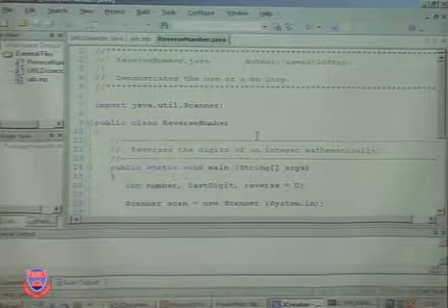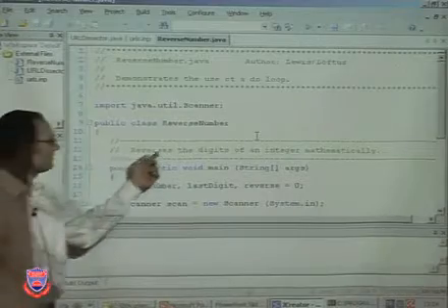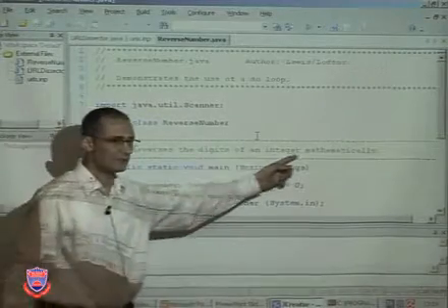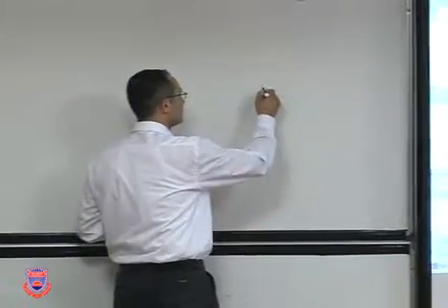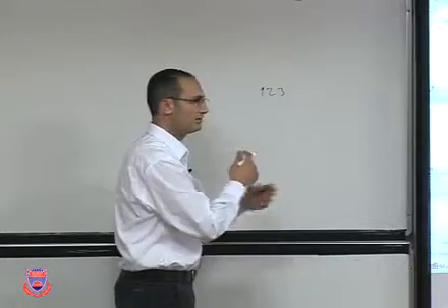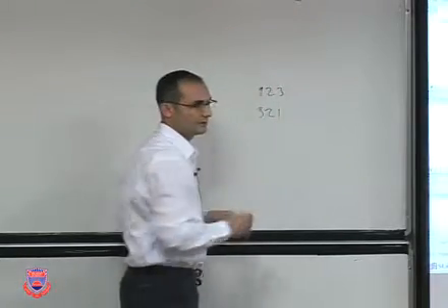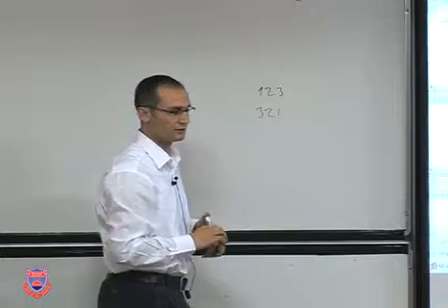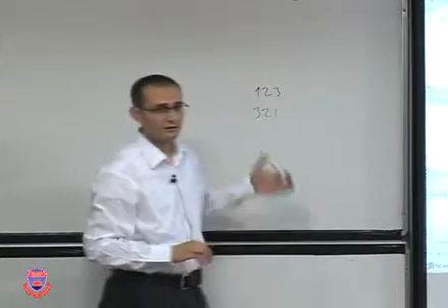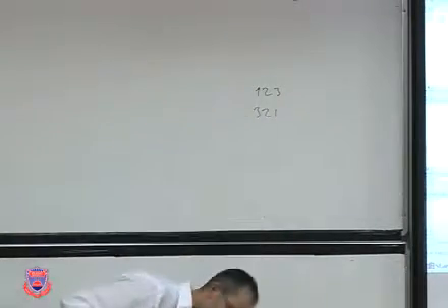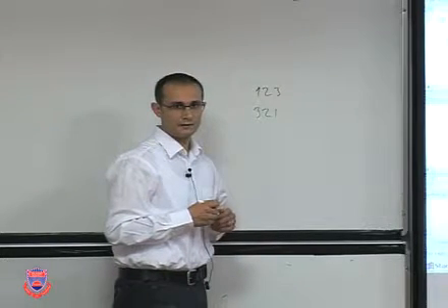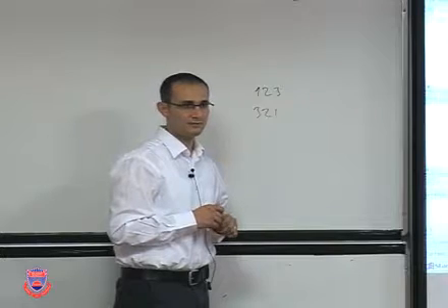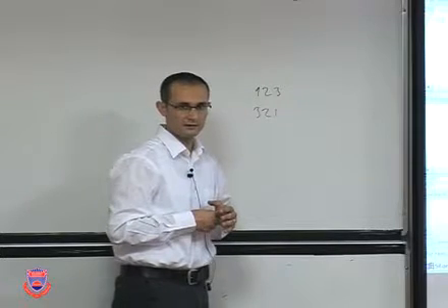So what this does, as it is explained here, is reverse the digits of an integer mathematically. For example, if I give you 123, it generates 321 as a result of this conversion. So how can you do this?